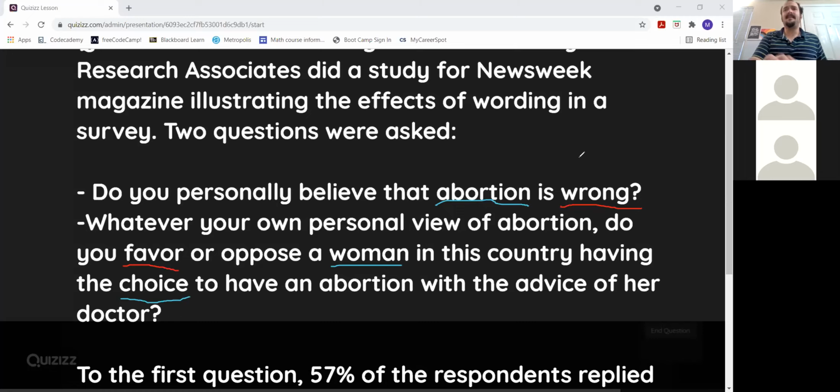And there's one thing that they do here that I know is probably not part of it, but it also kind of primes them. Advice of her doctor, right? So they're pulling on an authority figure there, which is something people are really, really receptive to. Because if it's the advice of a doctor, who are you to oppose the advice of a doctor, right? So that's another thing that's really leading in this question.